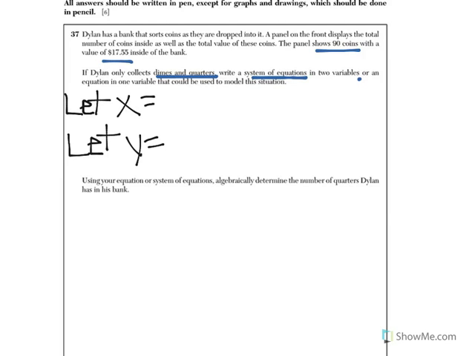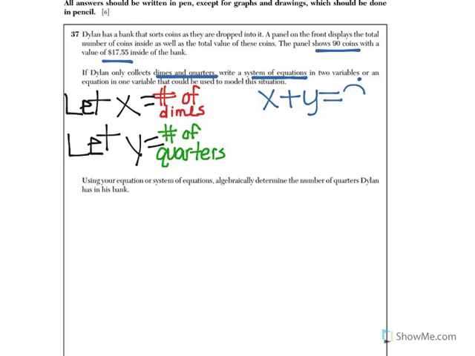So that means I'm going to use let statements to talk about what I'm representing x to be and what I'm going to represent y to equal. So I'm going to say that x is going to represent the number of dimes, and I'm going to allow y to represent the number of quarters. So if I have a total amount of 90 coins, then I have x amount of dimes plus y amount of quarters, and together they will add up to 90.